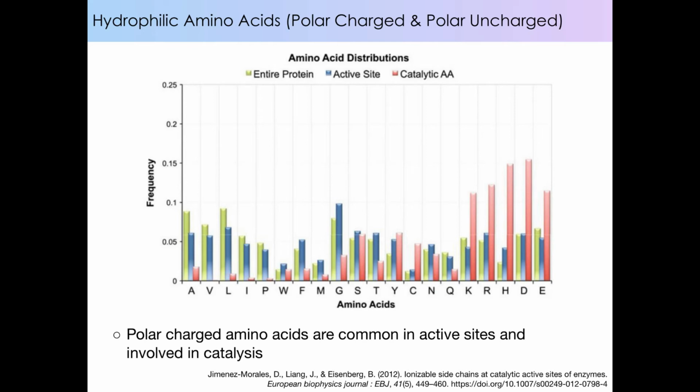The x-axis shows the different amino acids using the one-letter code for those amino acids, and the y-axis shows the frequency. In green, we see the frequency of the amino acid in the entire protein, in blue within the active site, and in red, those amino acids that are part of the catalytic site. So within the active site, the amino acids that are directly involved in the catalysis.